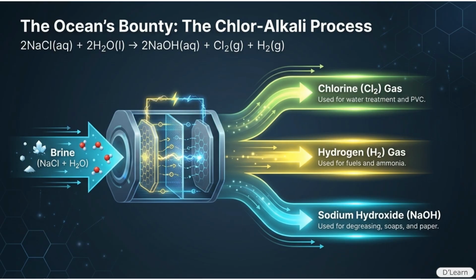The chlor-alkali process is an industrial method using the electrolysis of brine, sodium chloride plus H2O, to produce three valuable products: chlorine gas, hydrogen gas, and sodium hydroxide.